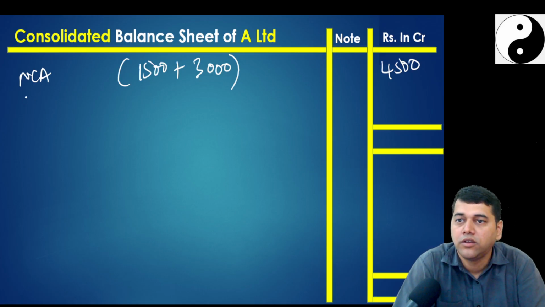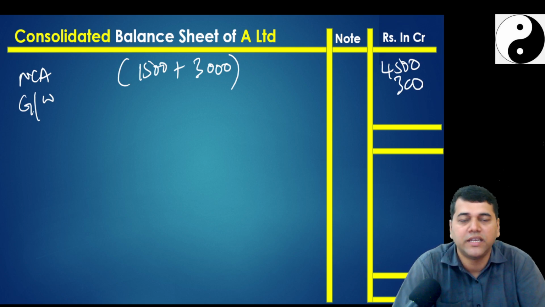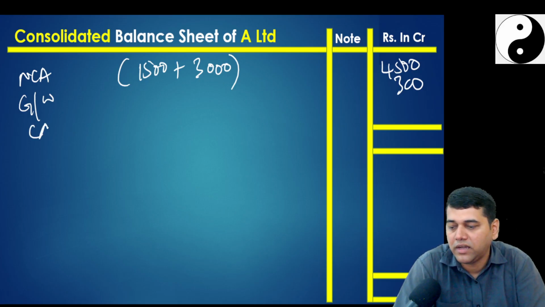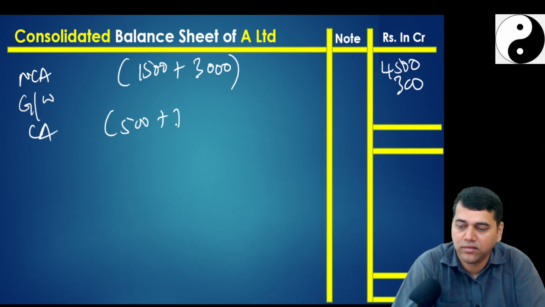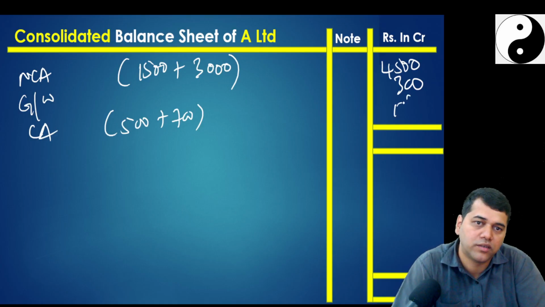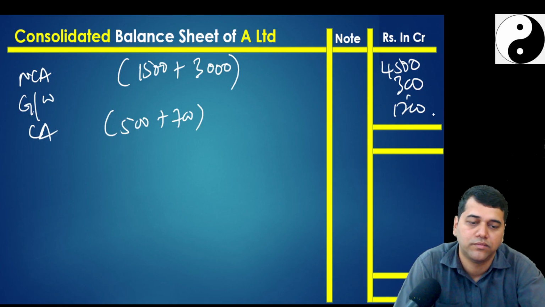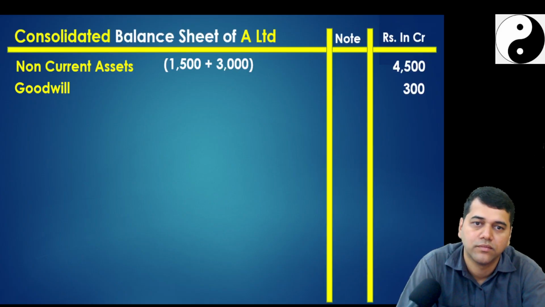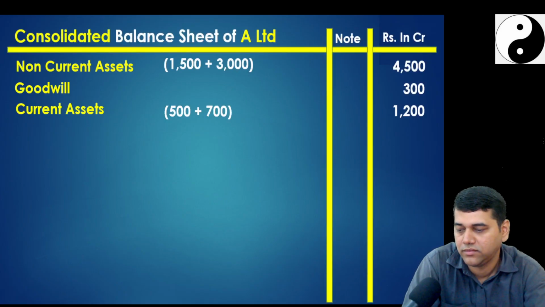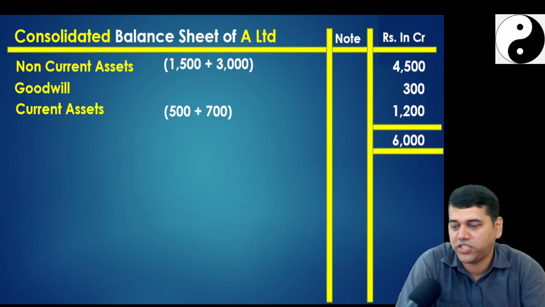Then goodwill. Before current assets, goodwill comes. For this, you have to follow the Schedule 3 format. 300. Current assets 1200. Now comes the catch, equity.